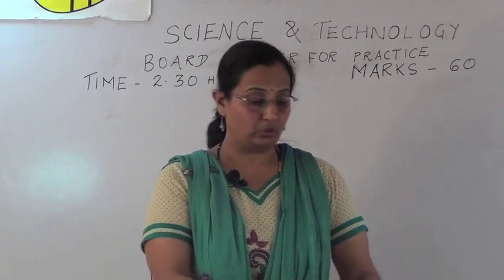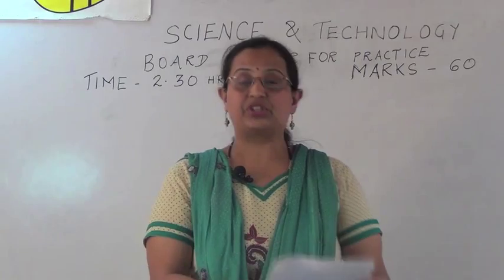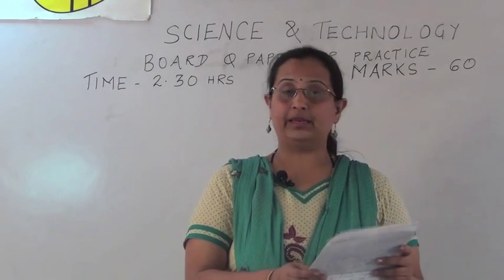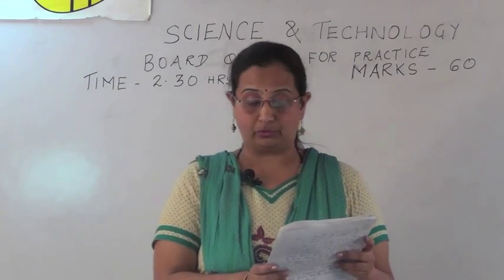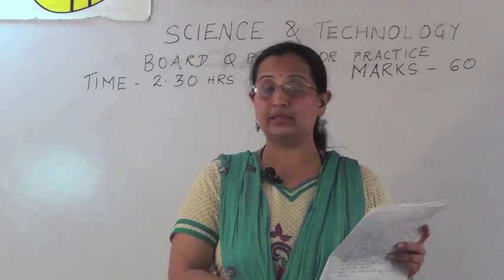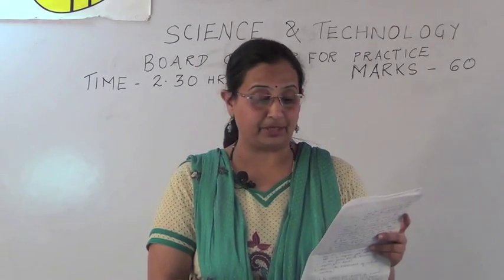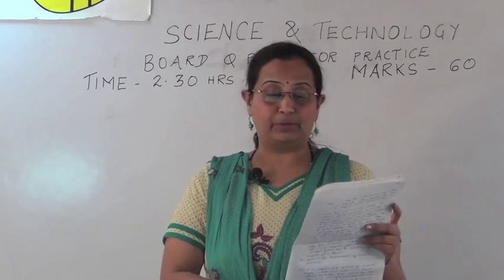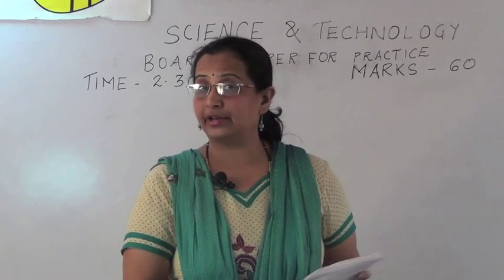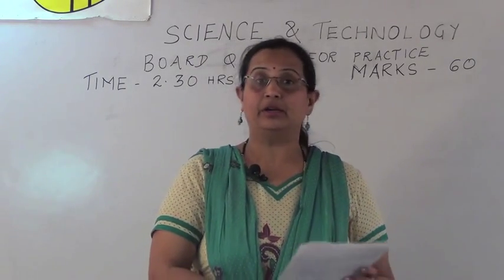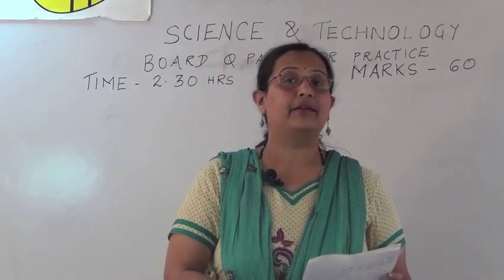We proceed to the next question, which is a numerical problem. An electric bulb is connected to 250 volts. The current passing through it is 0.27 ampere. What is the power of the bulb? This question again carries 2 marks. Students, remember, here you have to necessarily write down the data.